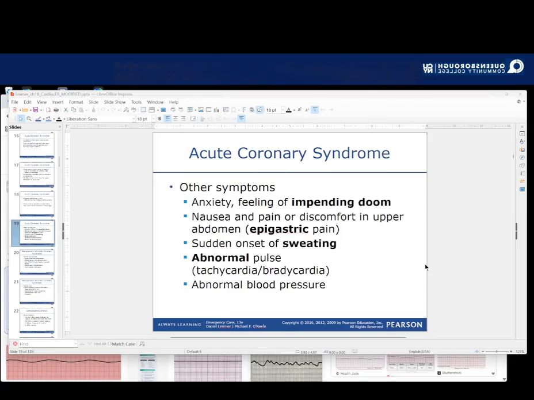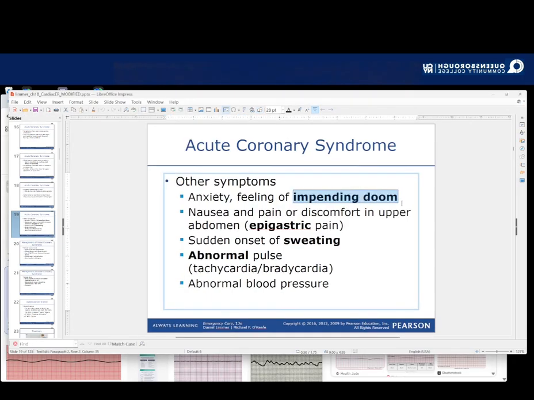Other symptoms and signs that seem to come up more often than not when somebody's having an acute coronary syndrome: feeling of impending doom. So the patient won't say feeling of impending doom, but they will say things like, I think this is it, I think this is the big one, or I feel like I'm going to die. They sometimes have a hard time putting it in words, but they know something is wrong, and their body is telling them that something very, very bad is happening, and if they don't take care of it, they may die. So this feeling of impending doom.